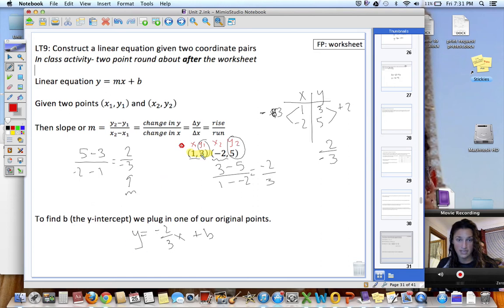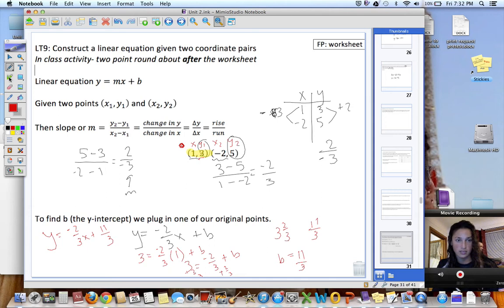So my y is now a 3, so I plug in a 3 for y. I still have negative 2/3, my x is a 1, plus b. So negative 2/3 times 1 is still negative 2/3. So I have 3 equals negative 2/3 plus b. I then have to add 2/3 to both sides. So then I would get 3 and 2/3, which is the same thing as 11/3. So my b equals 11/3. So then my equation would be y equals negative 2/3 x plus 11/3.